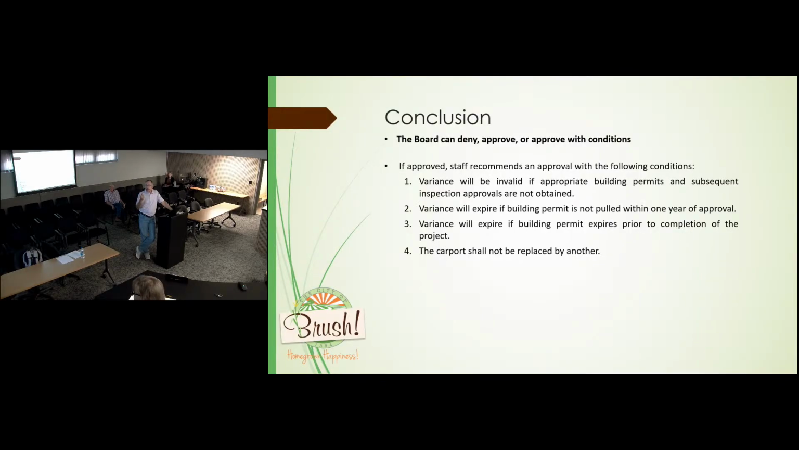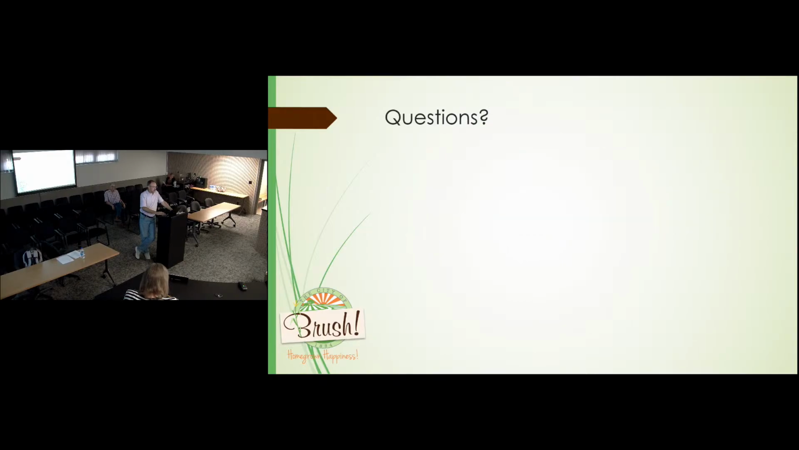So same idea overall, you can approve or deny, or approve with conditions, and then if you do want to approve this, then these are the conditions that we recommend. That it be invalid if the appropriate permits and inspections are not obtained, that the variance will expire if the permit is not pulled within 1 year, the variance will expire if the permit expires prior to completion of the project, and the carport shall not be replaced by another. And that is the summary on 521 Turner Street. Any questions?